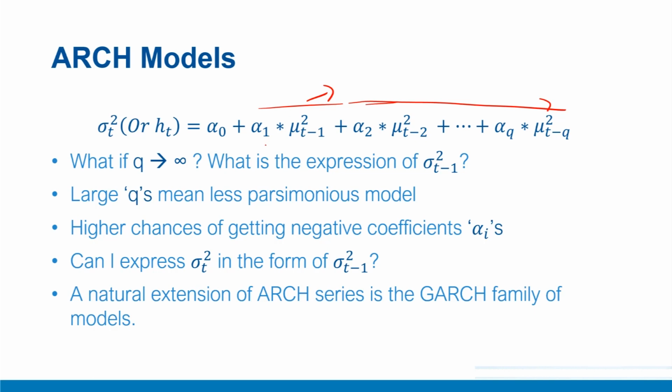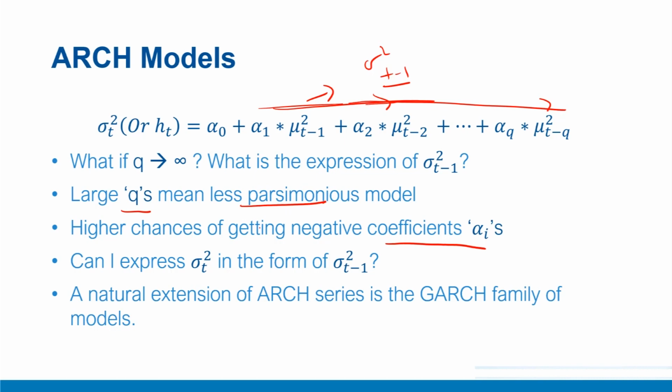Second, a simple way to solve that kind of issue would be to somehow get the expression in the form of sigma square t minus 1, which, as we'll see, the GARCH family of models is a very simple and intuitive extension to this form of ARCH models. The idea here is that large Qs mean that models are much less parsimonious, and there is a higher probability of getting negative coefficients or alpha i's, which leads us to think of simpler ways of expressing this model.